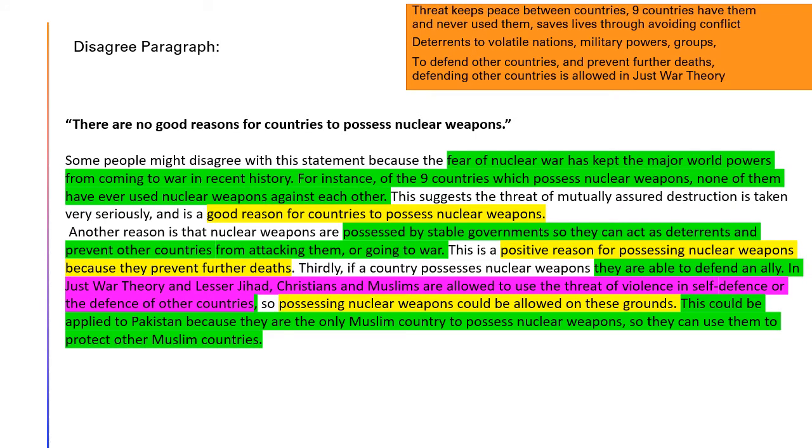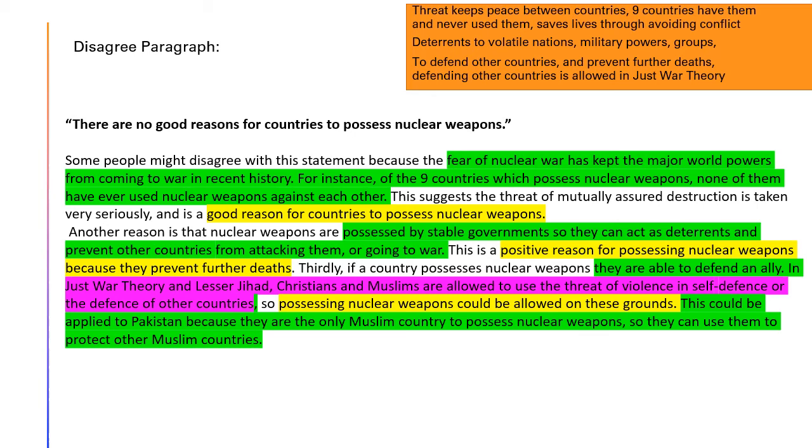Some people might disagree with the statement because the fear of nuclear war has kept major world powers from coming to war in recent history. For instance, of the 9 countries which possess nuclear weapons, none of them have ever used nuclear weapons against each other. This suggests the threat of mutually assured destruction is taken very seriously and is a good reason for countries to possess nuclear weapons. You can see how that final sentence of that section links back nicely to the question.